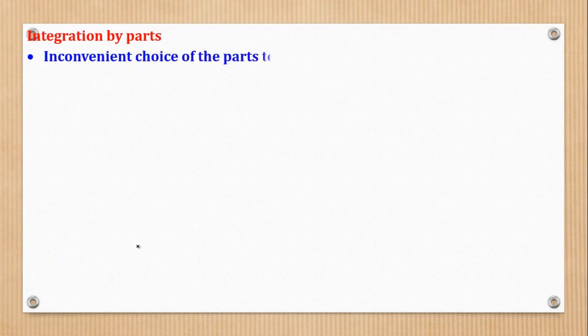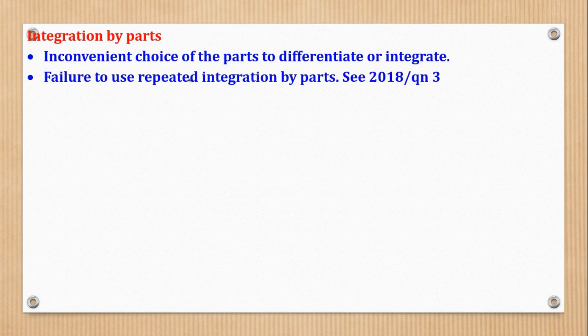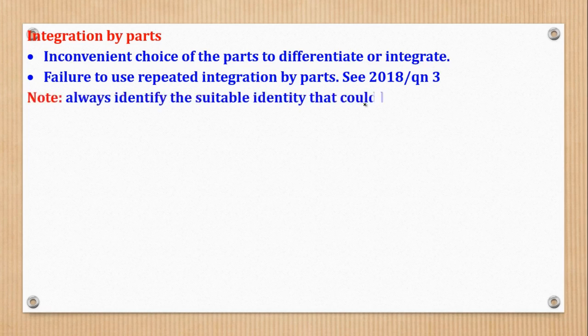The integration by parts, where the biggest challenge is choice of the part to differentiate and the part to integrate. So what to let to be u and what to let to be dv/dx is a big challenge to many candidates. Then failure to use repeated integration by parts. In this year, the integration by parts was repeated. You can look through these, which involve exponentials. So always identify a suitable identity that could be easily integrated. Otherwise, you will get stuck along the way.